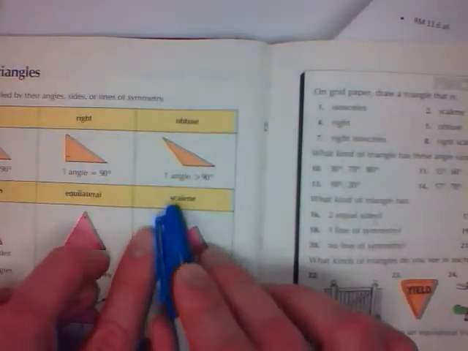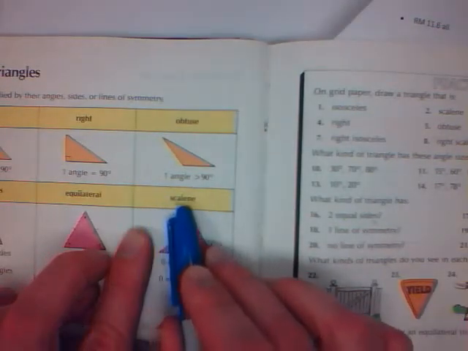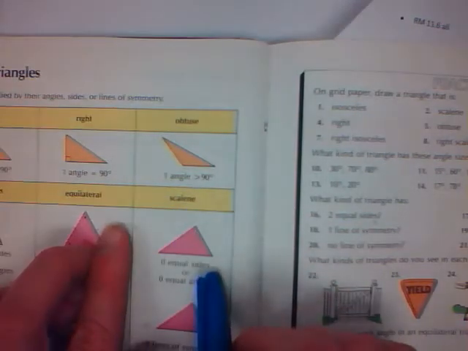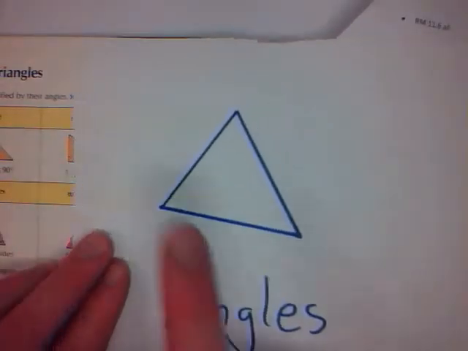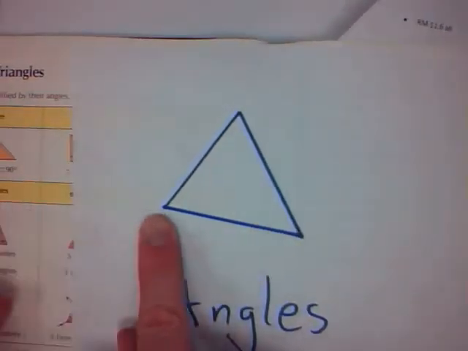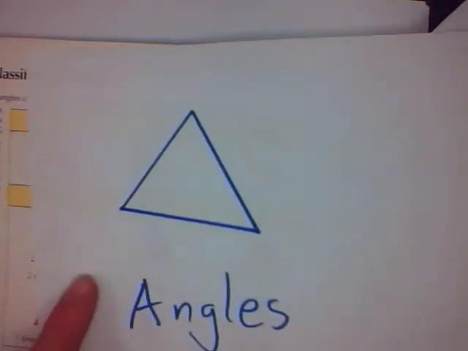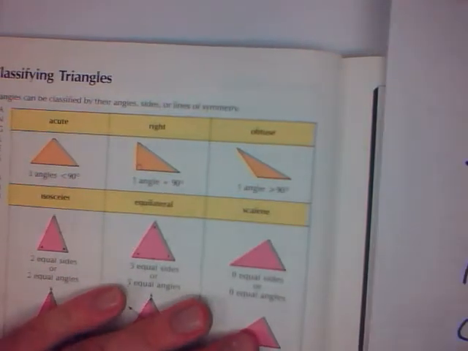And this is scalene, S-C-A-L-E-N-E. There are no equal sides and no equal angles. And that will be what this one is. It is scalene. It is an acute scalene triangle. And you can do that for all of your triangles.